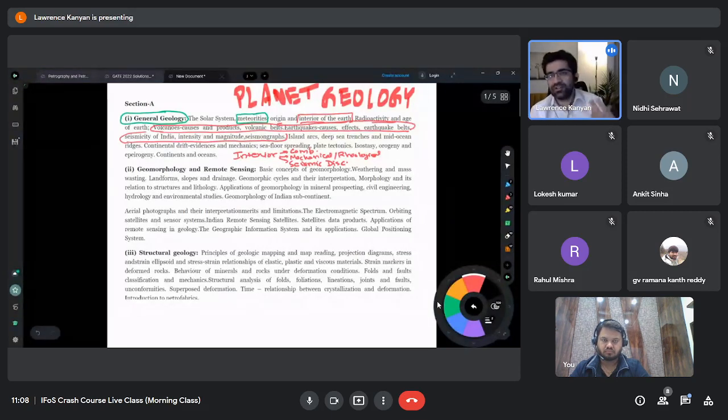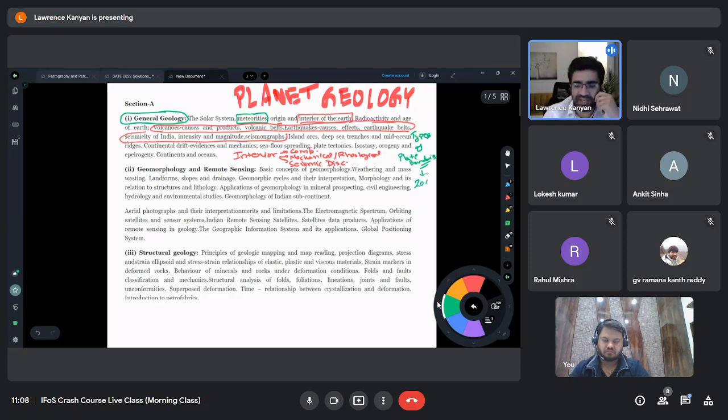More likely are the effects of earthquakes. One fixed question from the general geology part is types of plate boundaries. About 80% of the time this question is asked. Sometimes it will be a 20 mark or 15 mark question.